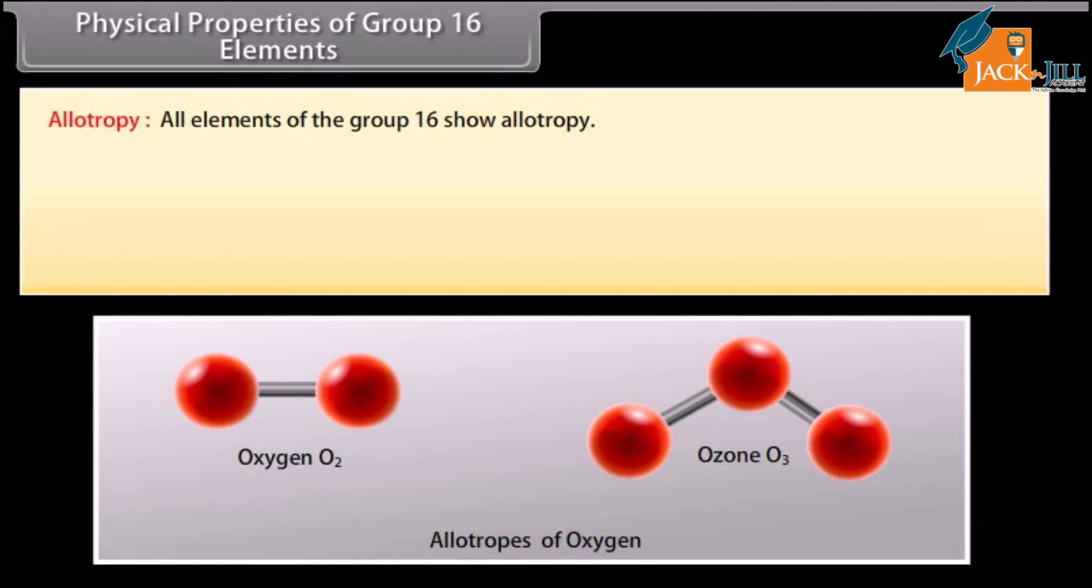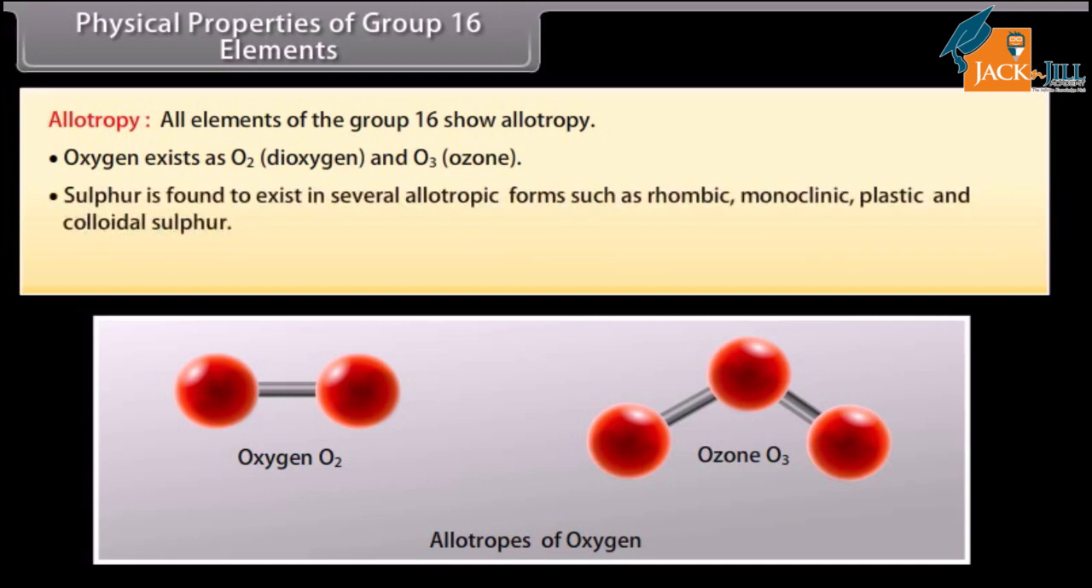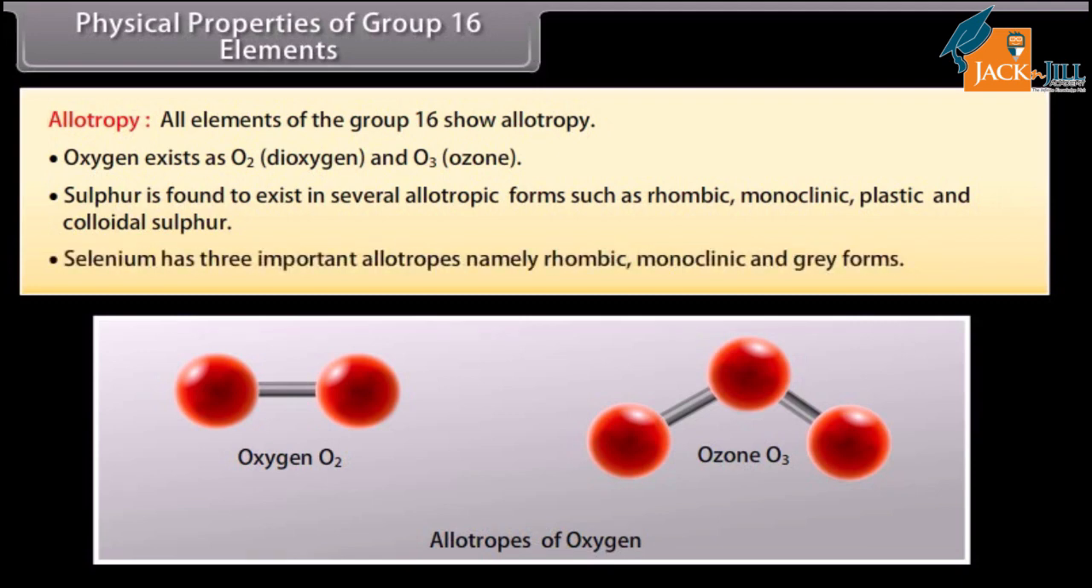Allotropy. All elements of group 16 show allotropy. Oxygen exists as O2 and O3. Sulfur is found to exist in several allotropic forms such as rhombic, monoclinic, plastic, and colloidal sulfur. Selenium has 3 important allotropes, namely rhombic, monoclinic, and gray forms.